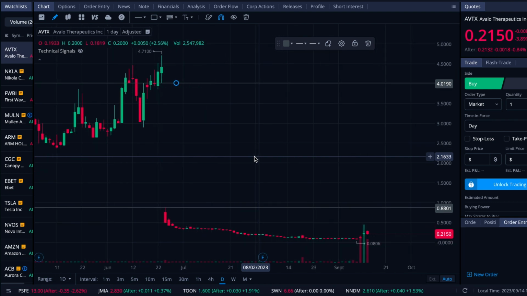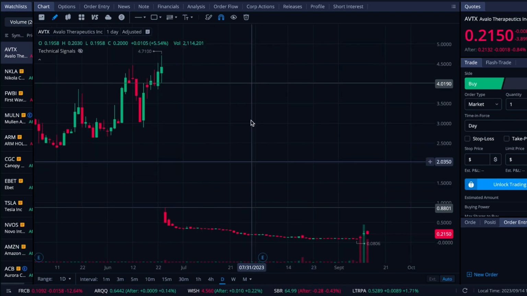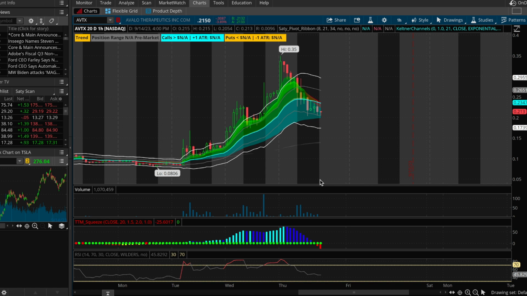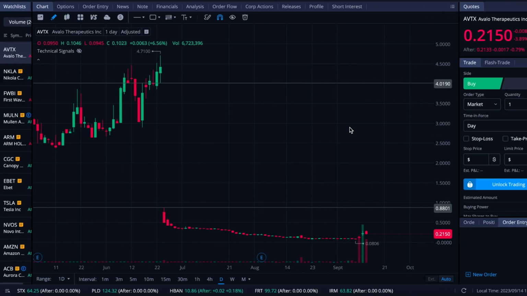Now, what we're going to do is put some levels here on the Webull chart, support and resistance, see if there's any trend lines, and then we're going to flip over to the Think or Swim study and see how things are situated there in the channel and with the TTM squeeze indicator.